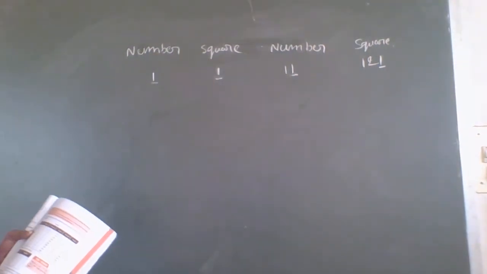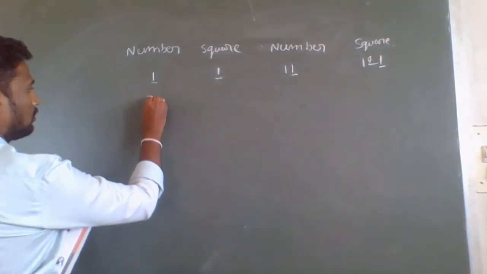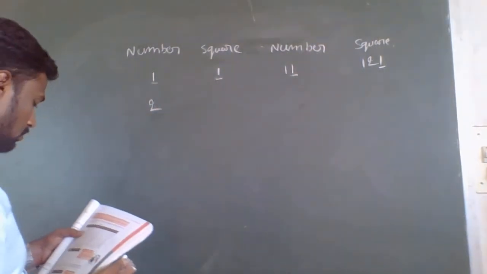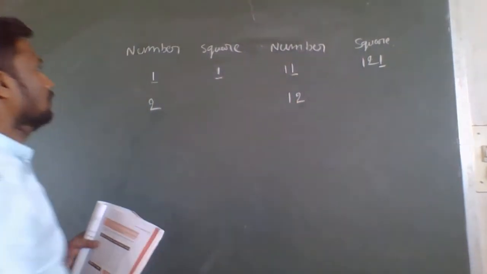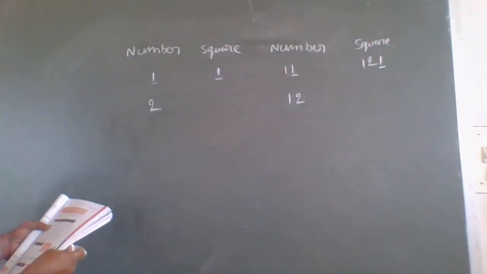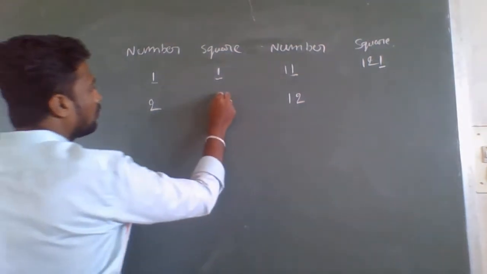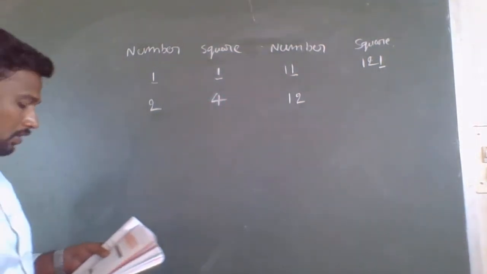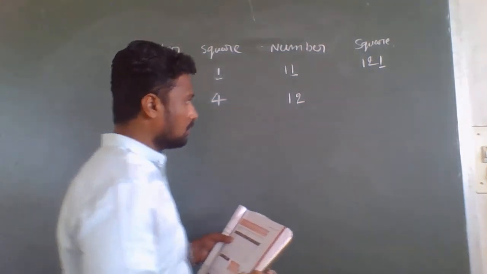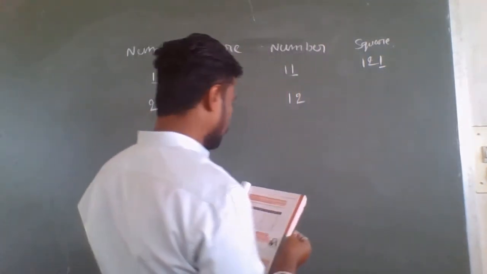Now we will consider the next one, 2 and 12. Square of the number 2 is 4, and square of the number 12 is 144.